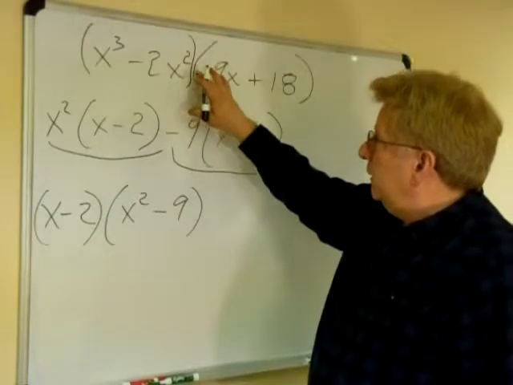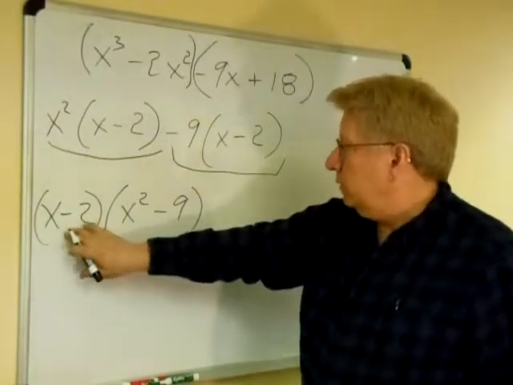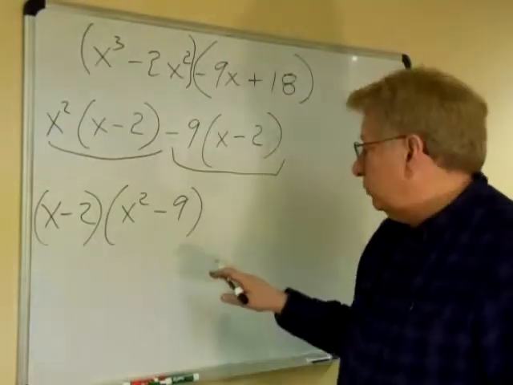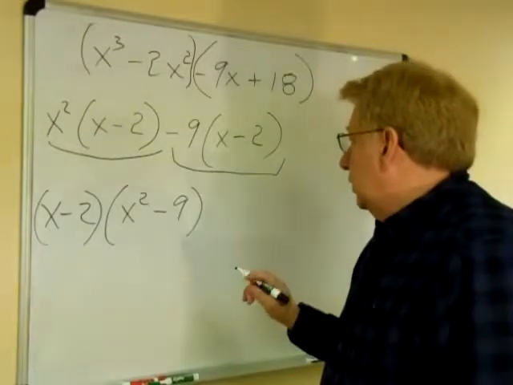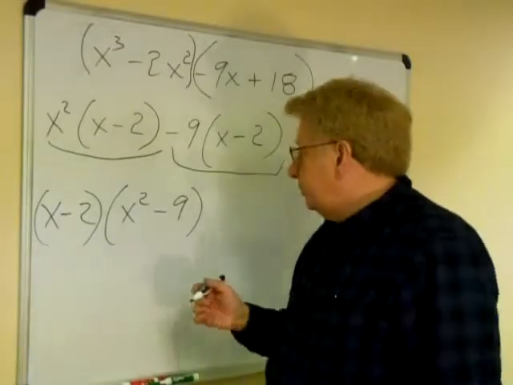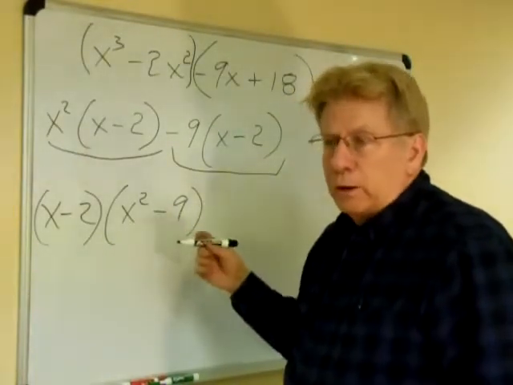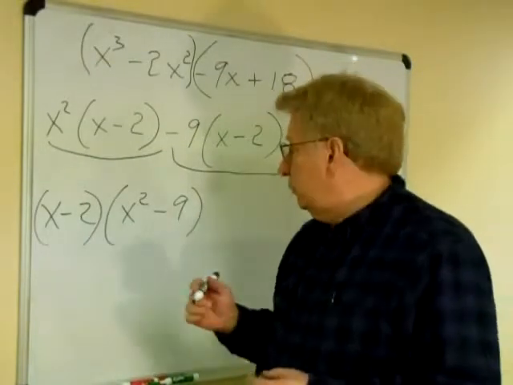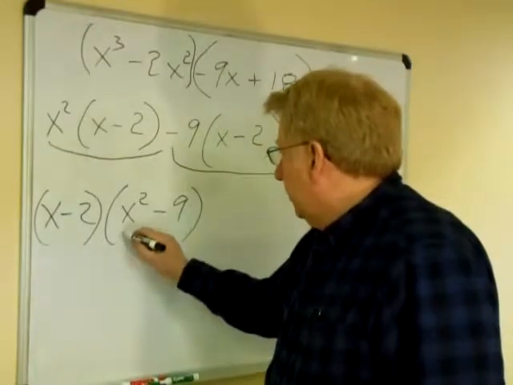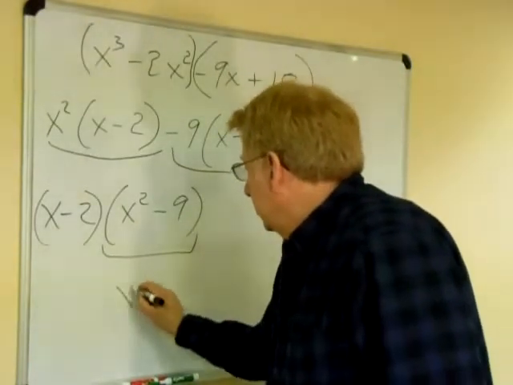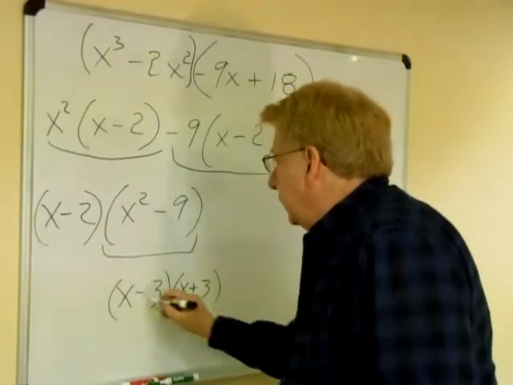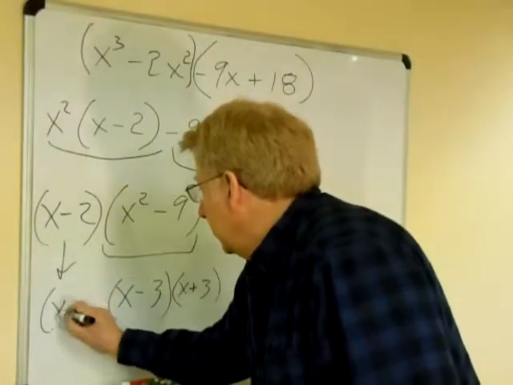Okay, so now by grouping I've factored this to the point I have x minus 2 and x squared minus 9. Now if I look at x squared minus 9, this is an example of a difference of squares. So I can factor that if I remember the pattern for difference of squares. So I have an x squared here and I have a 3 squared here. So this becomes x minus 3 times x plus 3, and I still have this other factor, x minus 2.